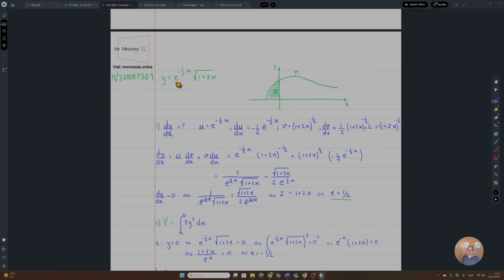Your u is going to be this part, so du by dx is going to be this. Your v is going to be that part over there, so dv by dx is going to be this. I'm assuming that you know how to differentiate all of these by this point. So dy by dx, this is the formula, equals u times dv by dx plus v times du by dx. So you just substitute. You have all these 4 over here. I just substituted, and then I just simplified. This is as much as you can simplify.